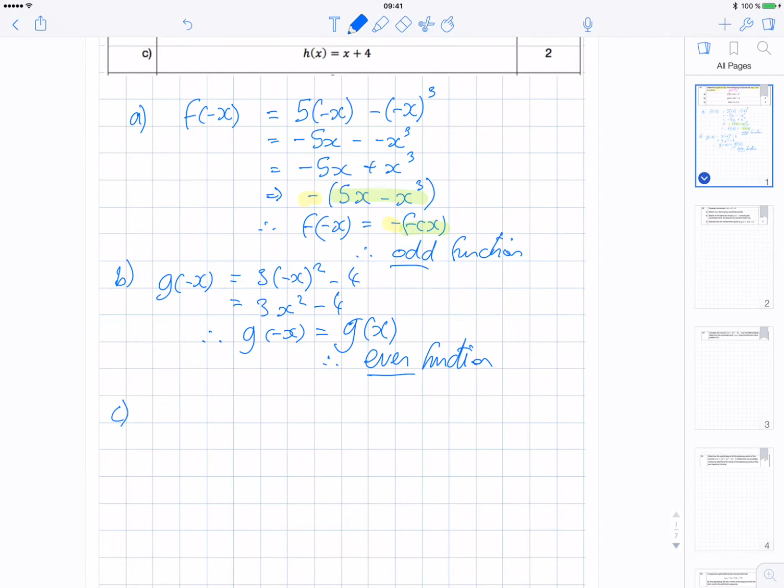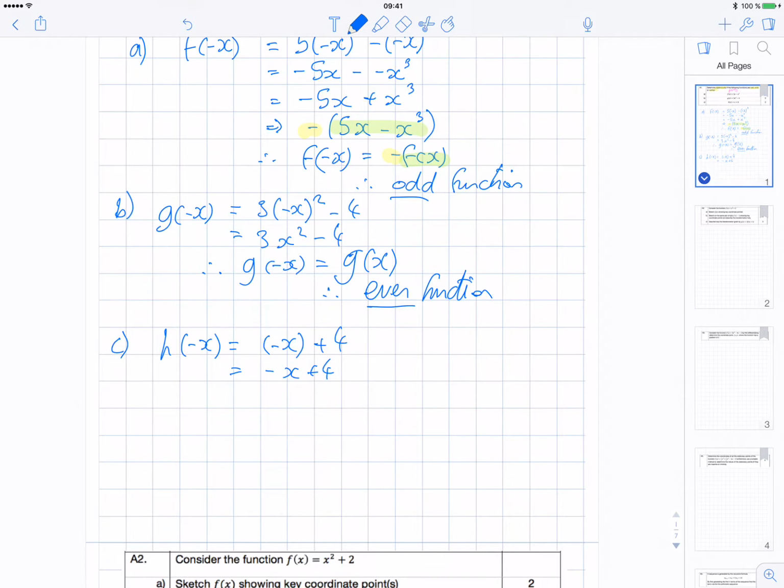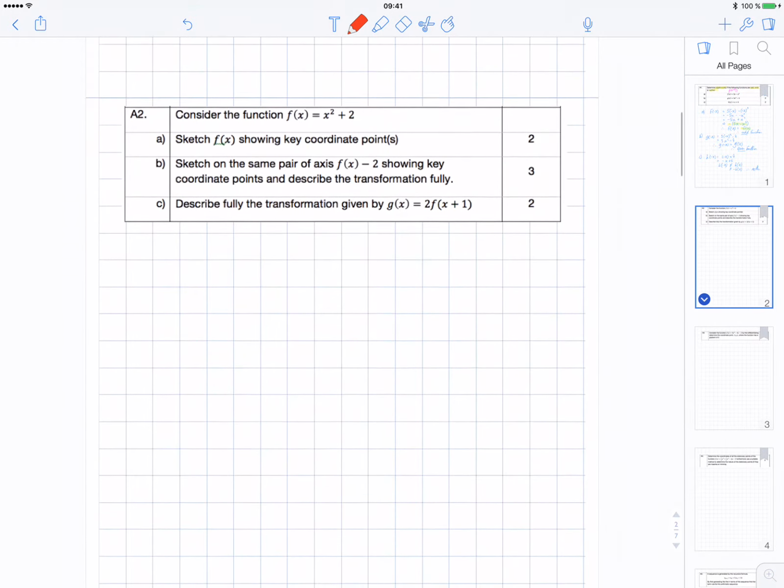And finally, C. h of minus x is equal to the expression with minus x. See how I use brackets every time when I'm doing my substitutions? And this is not equal to h of x, and it's also not equal to minus h of x, and therefore it's neither. We're looking for 2 marks for that, 2 marks for that, and 2 marks for that.